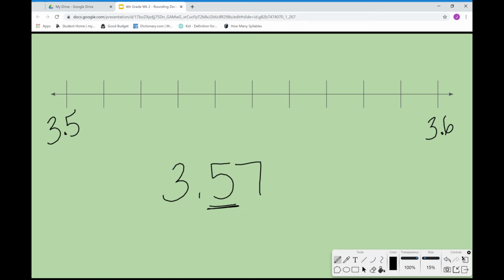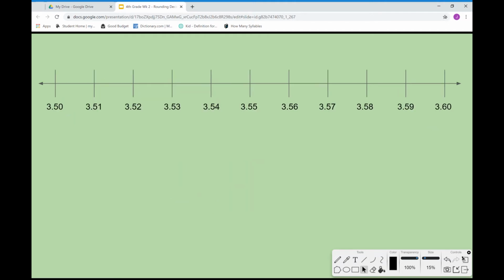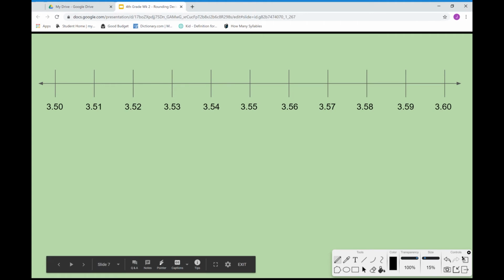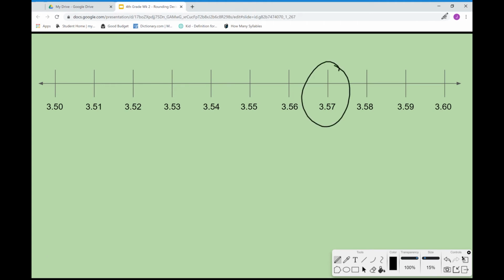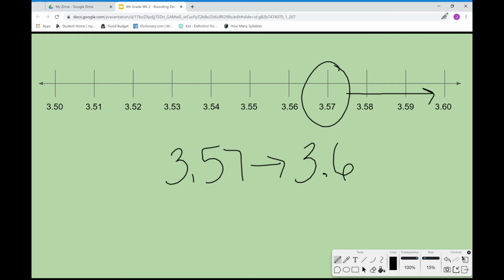on our number line. To help make this easier, we are going to add the extra 0 behind the two numbers so that everything has the same number of digits behind the decimal. So we have 3 50/100 and 3 60/100. Now it's easier to fill in the 9 lines between the two numbers. Now we need to find 3 57/100 on the number line. As you can see, the number is closer to 3 6/10. So 3 57/100 rounds up to 3 6/10. Since we are rounding to the nearest tenth, we do not need to have anything behind the tenth spot.